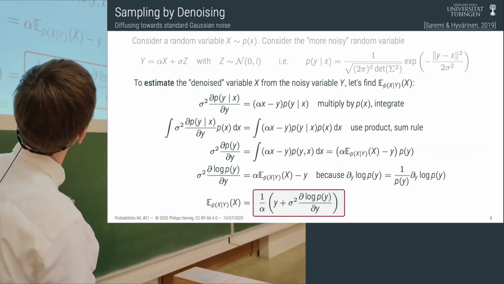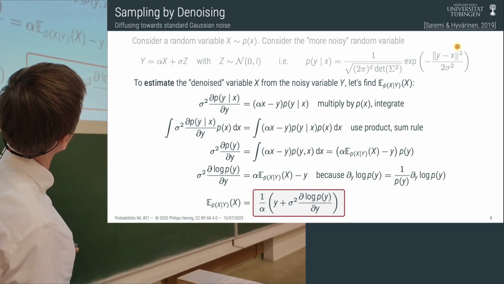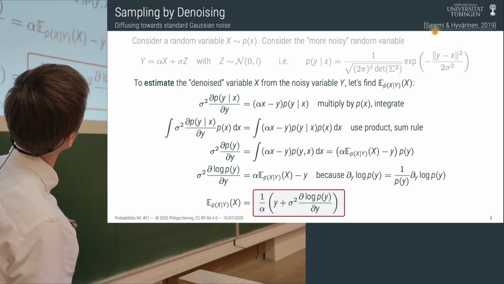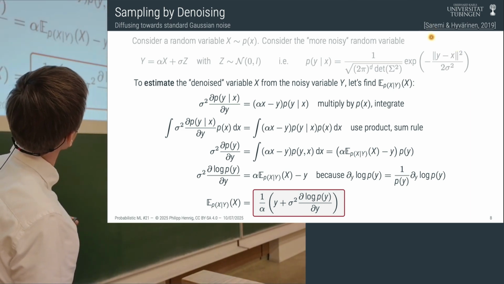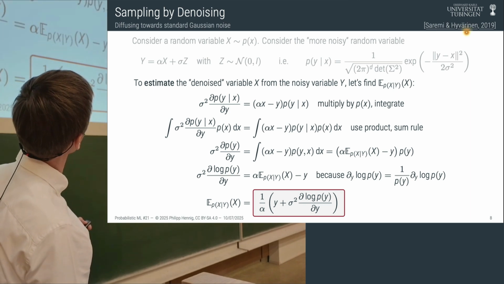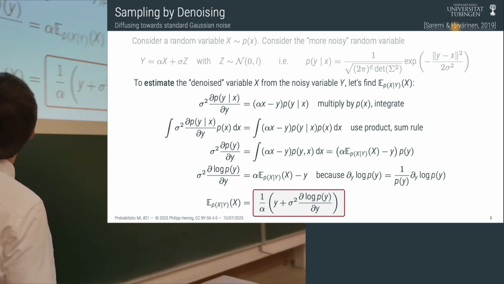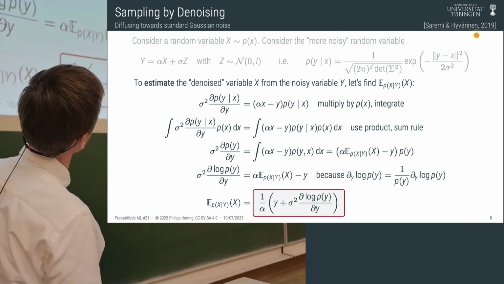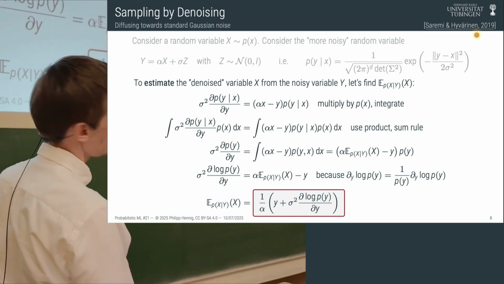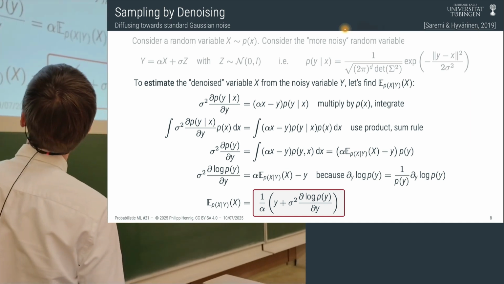So here is actually the link. This is an updated version of this paper that's much clearer to read by someone else, actually, Saremi and Hyvärinen. There he is again, Apo. The original paper is from 2005. I'm citing it on the last slide. In 2019, they wrote an updated version.